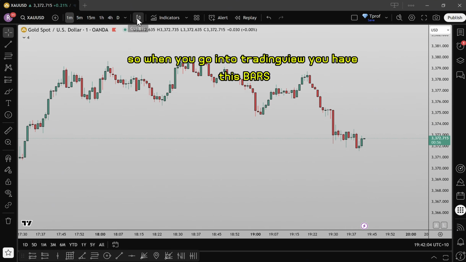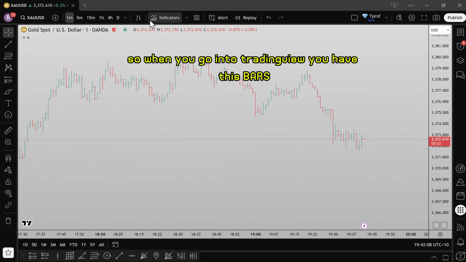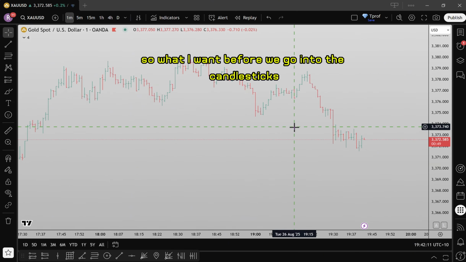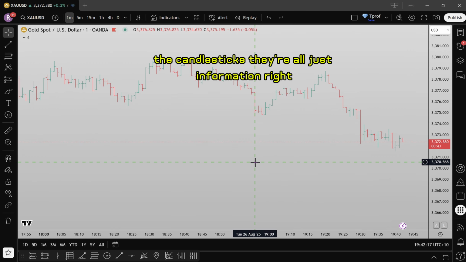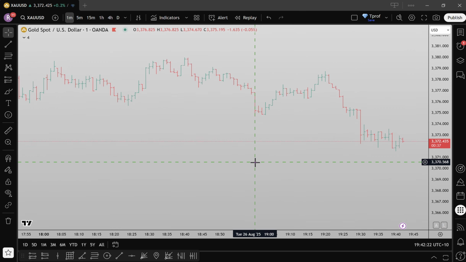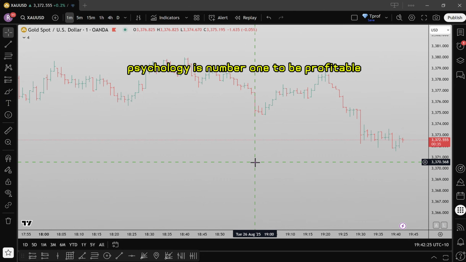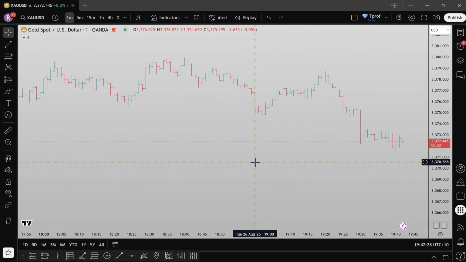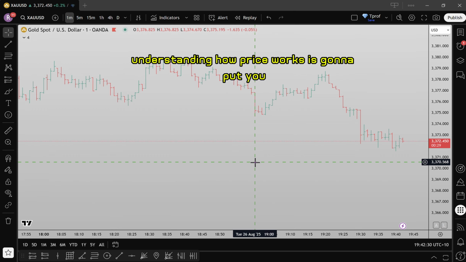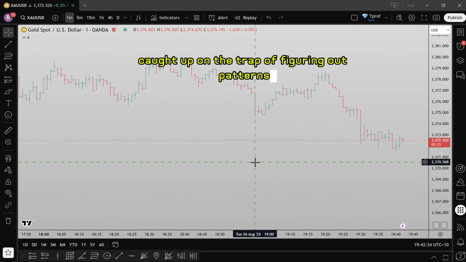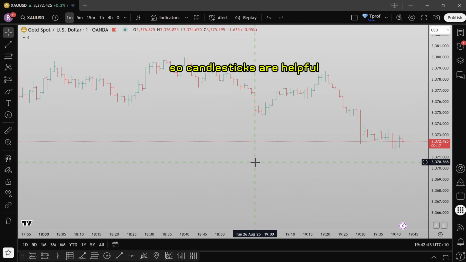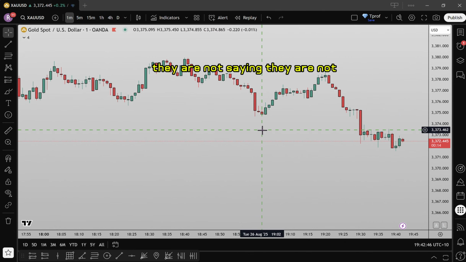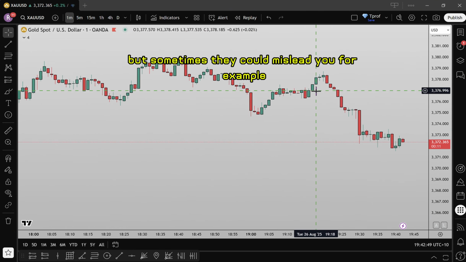So when you go into TradingView, you have these bars. Before we go into the candlesticks, I want you to realize that every single thing out there, the indicators, the candlesticks, they're all just information, right? Like I said before, psychology is number one to be profitable, and understanding the market, understanding how price works, is going to put you in a better situation than being caught up in the trap of figuring out patterns and how colors and wicks work, right? Candlesticks are helpful, they are. Not saying they're not, but sometimes they could mislead you.